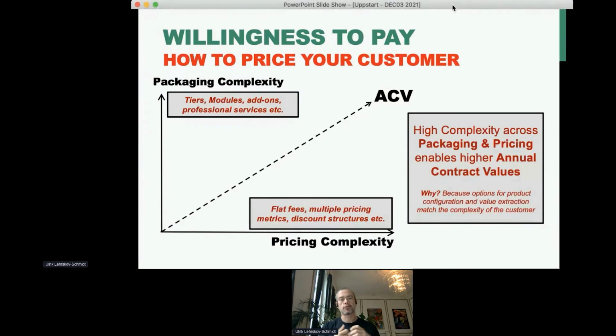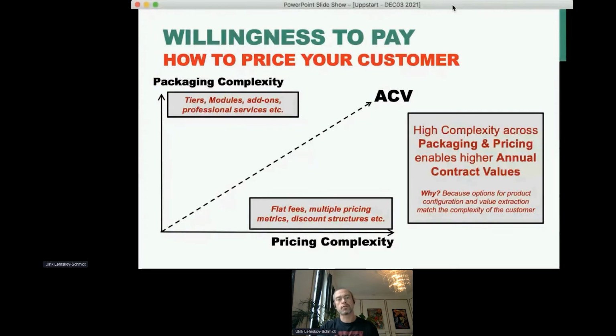But if you're selling enterprise software that goes above, let's say, $200,000 a year, then suddenly you need to have a much more modularized approach. Probably you have implementation fees, as well as flat fees, as well as some different pricing metrics, depending on what kind of product the customer is buying into. It's very rare that you see very high annual contract values driven by very simple products.